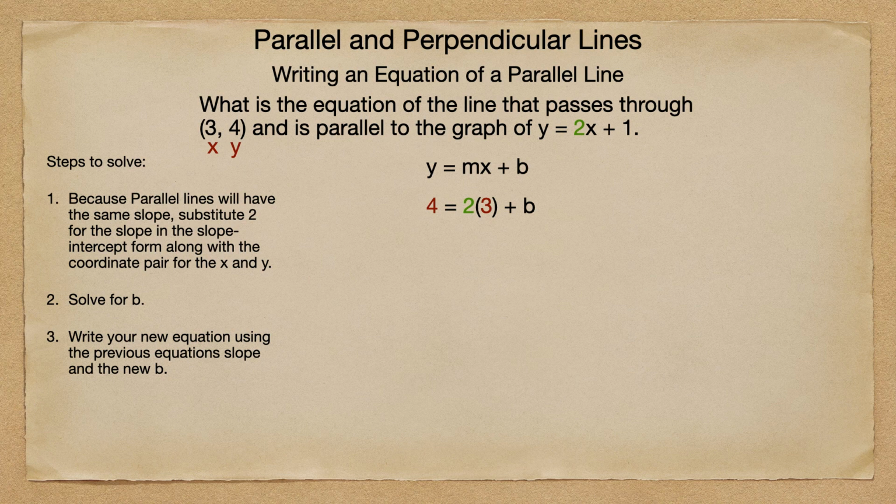Now we're going to solve for b. We start by multiplying 2 times 3, which is 6. Then we do the additive inverse and subtract 6 from both sides, which leaves us with b equal to -2. Now that we have our new y-intercept of -2 and our previous slope of 2, we can write our new equation that is parallel but goes through the new coordinate. This will be y equals the old slope of 2x minus 2, which was our new y-intercept.